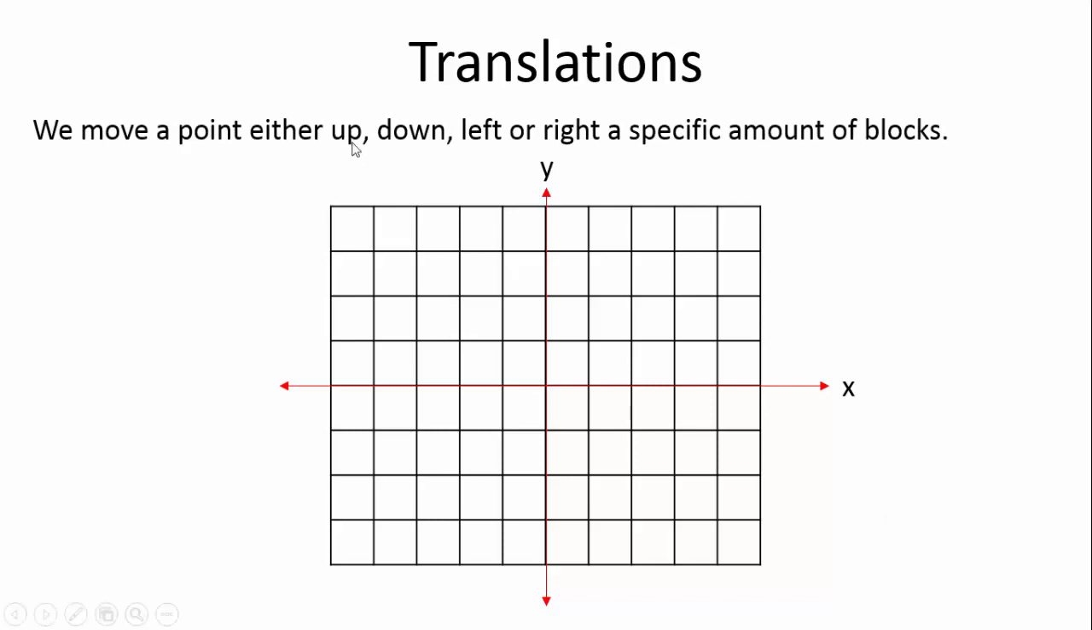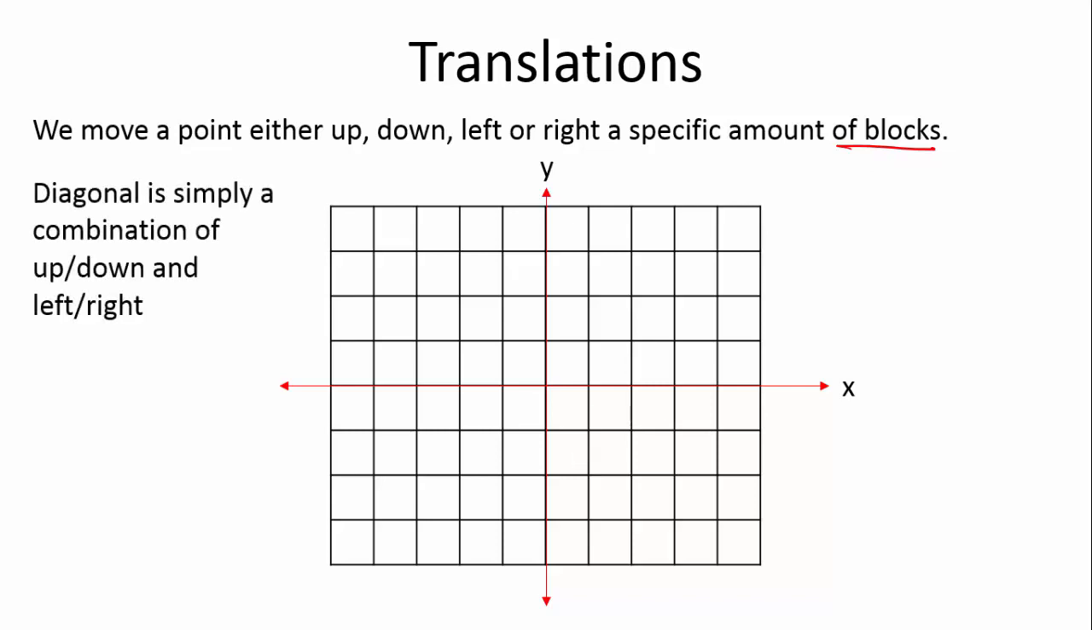We move a point either up, down, left, or right, a specific amount of blocks. Right, so the snail, we moved it down, we moved it right, or we moved it down and right. Right? That's what I mean. So diagonally is simply a combination of up, down, and right. So if we went up 1, right 1, we've gone diagonally.